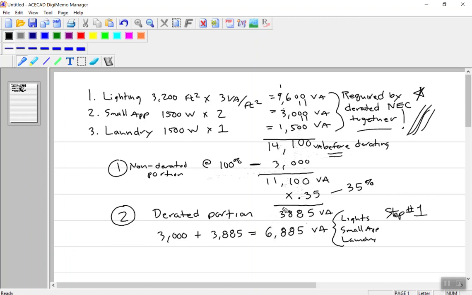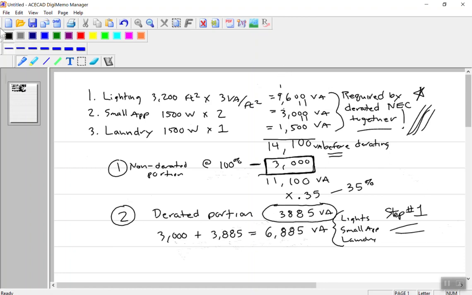That's our derated portion. Then I'm going to put that here in an oval, right? And up here, our non-derated, I'm going to put in a rectangle. And so don't we need to add those 2 numbers together, our non-derated and our derated portion? That's what we did down here. 3,000 plus 3885 equals 6885. Now that's, like I said, step number 1. So we need to clear the page here and write that down as step number 1.